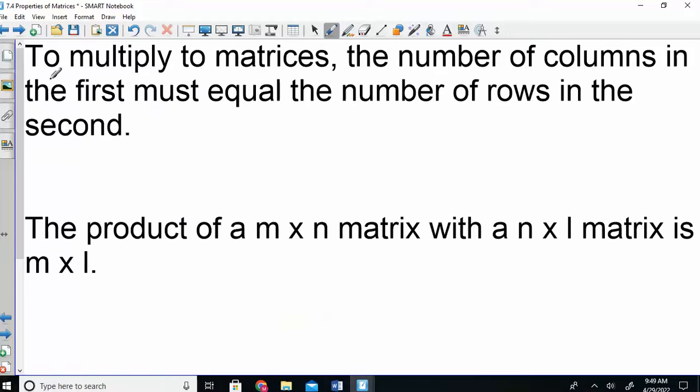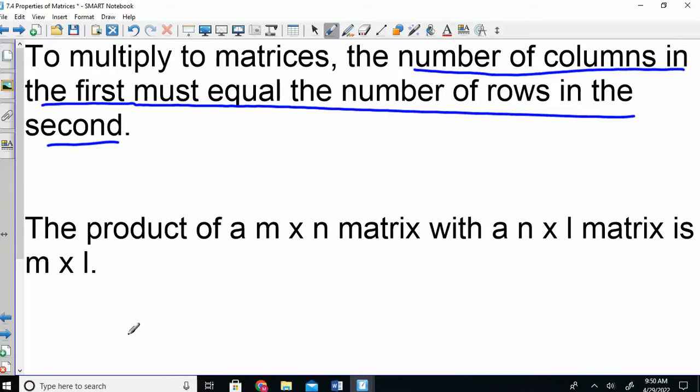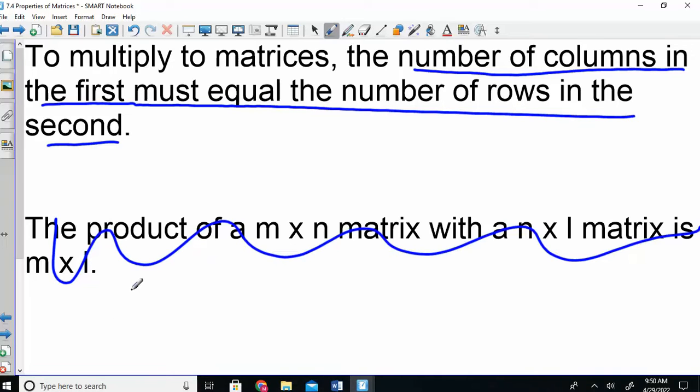So, for it to work, the number of columns in the first must equal the number of rows in the second. I'm going to show you with actual numbers here in a second. But if you want to write something down here, and this might be one of the Math Excel questions, the number of columns in the first has to be the same as the number of rows in the second in order for us to be able to multiply two matrices.